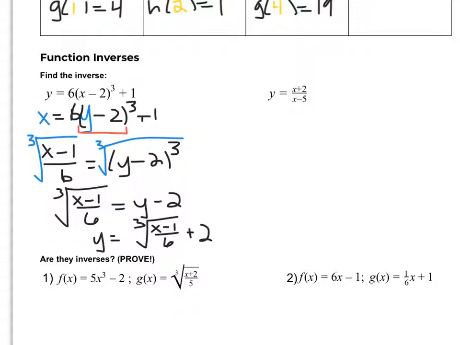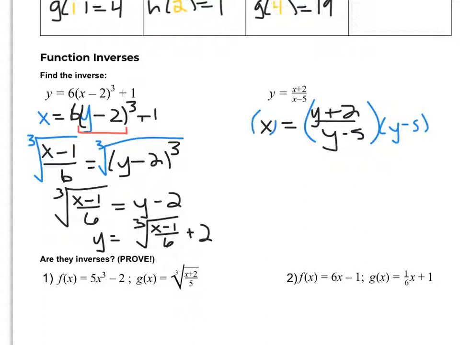The one that gave you the most trouble was this one when I have an x in the top and the bottom. But our first step is the same, switch x and y. Then our next step is to multiply by the denominator. So I'm going to multiply by y minus 5 on both sides. Once we do that, we're going to distribute. So xy minus 5x equals, now the right side has simplified to just the numerator.